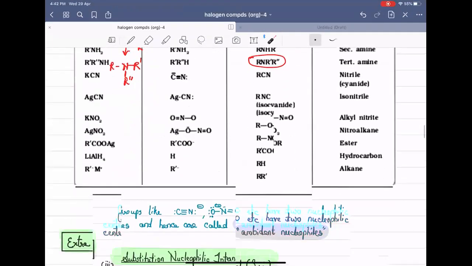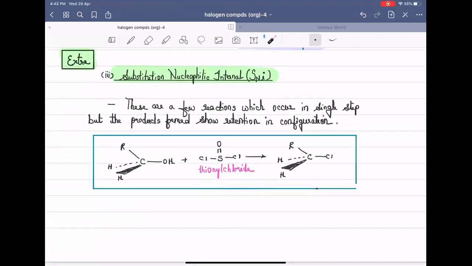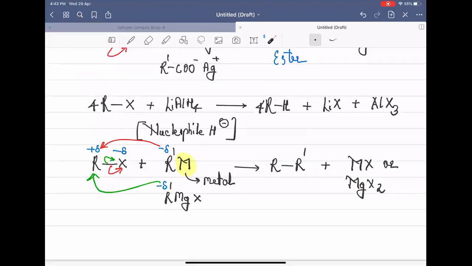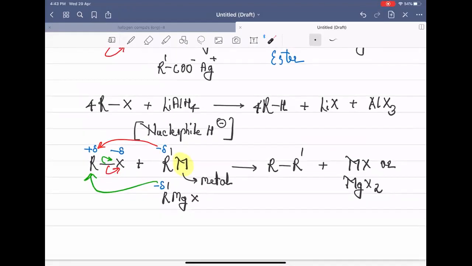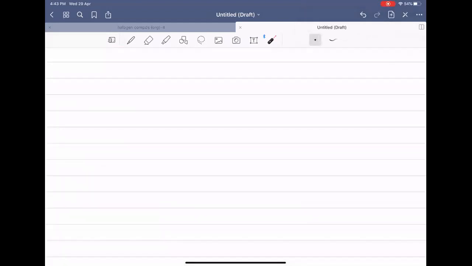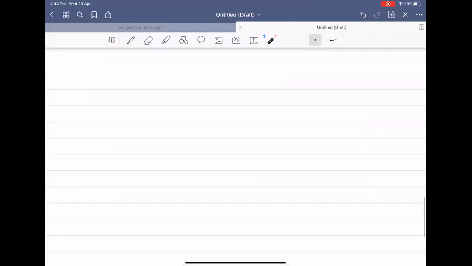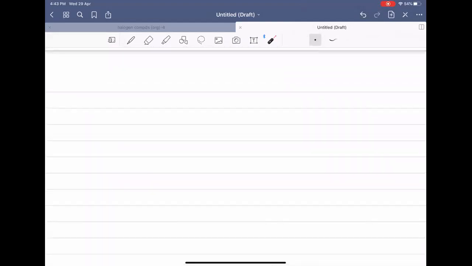So this is done. Now we go to SNi. Now there are certain reactions. See, SNi is not a part of our textbook, so you may avoid this if you have to do only textbook, right? People like Ishika, if you have to do only textbook, you can avoid this, but I can show you this reaction.